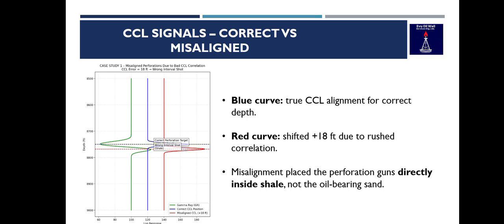On this slide, we'll talk about CCL signals, correct versus misaligned. The blue curve represents correct alignment. The red curve shows an 18-feet shift. This occurred because correlation was not repeated. If CCL does not repeat cleanly, stop the job.